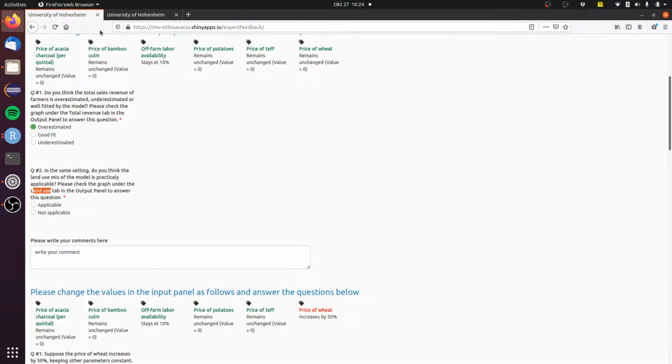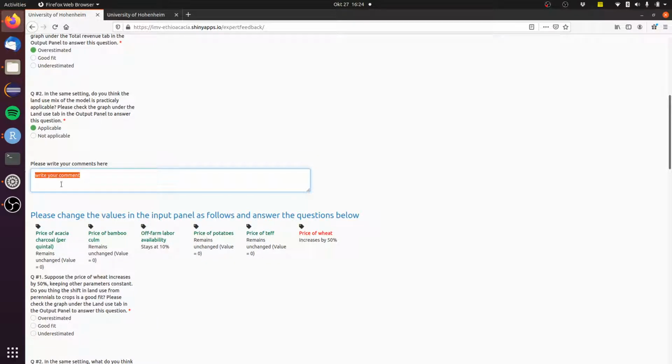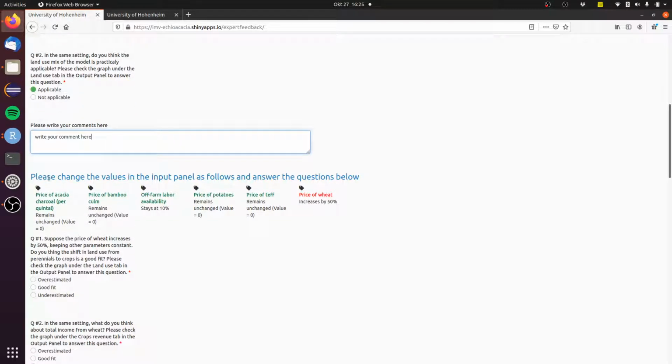So for example, your opinion could be this is applicable or non-applicable. Just click your answer, and then if you have comments on these questions, you just write whatever your comment is here. It could be a question, or it could be any impression that you have on the model or on the results. And then we go to the next question.